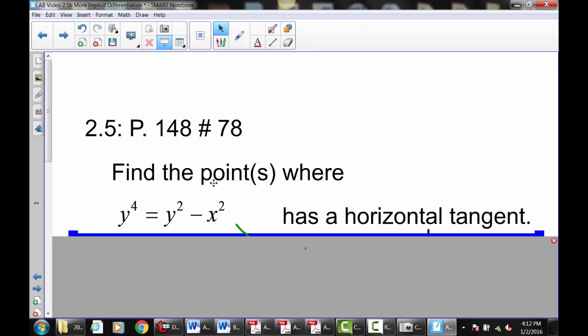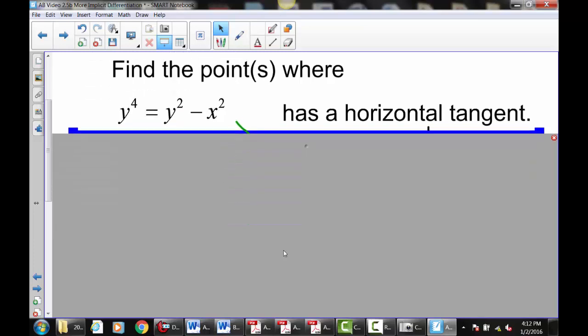Number 78, find the points where y to the fourth equals y squared minus x squared has a horizontal tangent line. Notice you don't have to graph this. That would be very difficult to do. They just want to know at which points does this mystery graph have a horizontal tangent line.